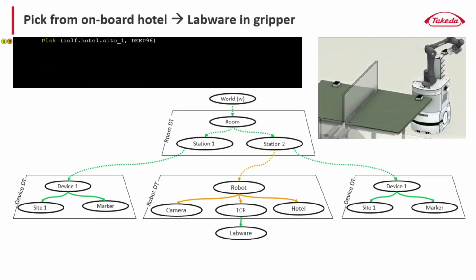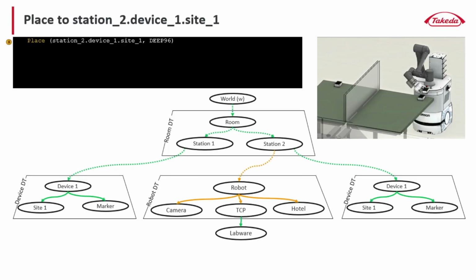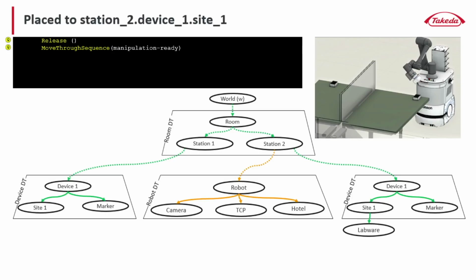again from the storage, and again, before placing it, it needs marker detection with the camera to bind its frame to the next device's coordinates. Then it plans the motion for the approach and places the labware on the destination device's appropriate site.